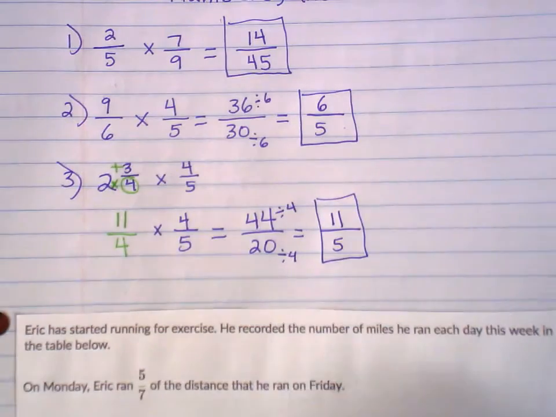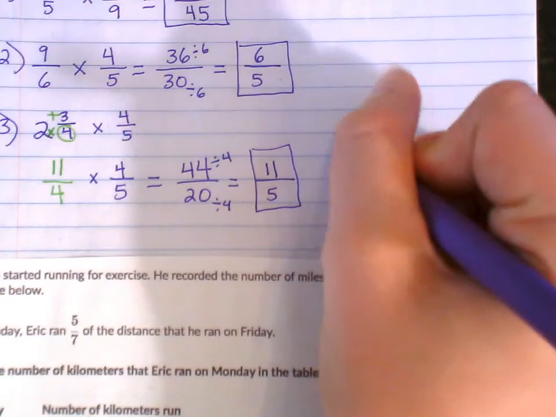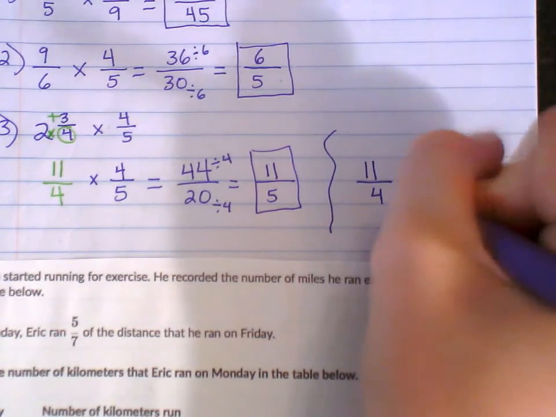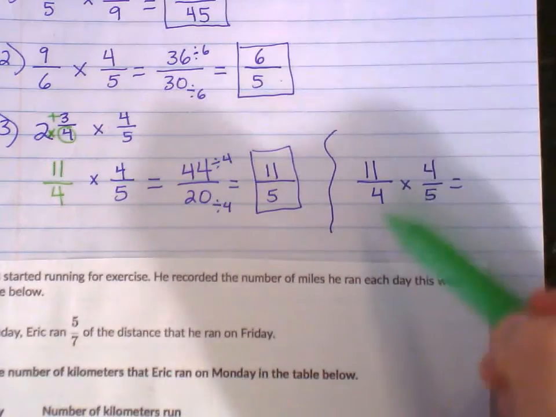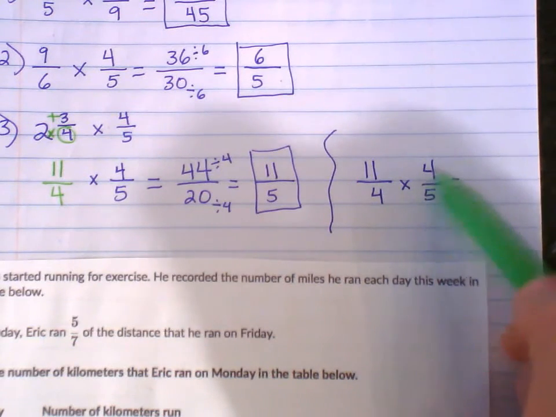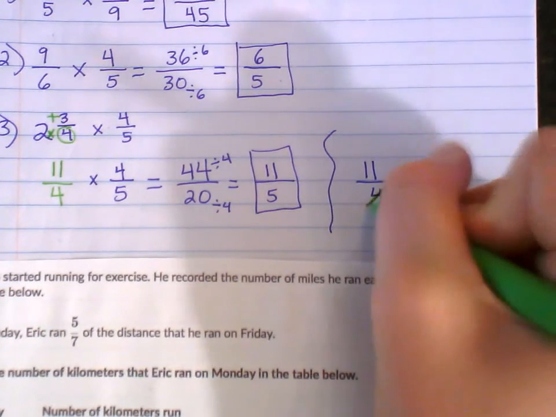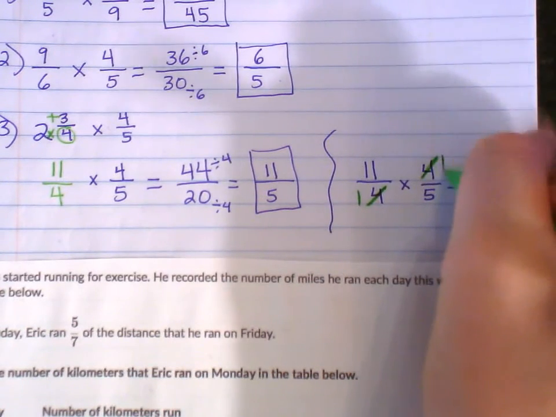How I personally do it, though, is I simplify before I multiply. So what does that mean? Let me draw a squiggly line and rewrite the problem. So I look diagonally. 4 and 4. Is there a number that both of these are divisible by? Yeah, 4 goes into both of them. So 4 divided by 4 is 1. So cross it out and it becomes a 1. And 4 divided by 4 is 1.